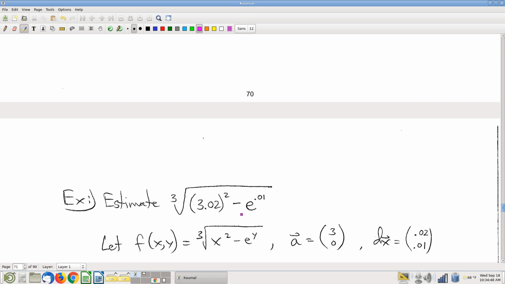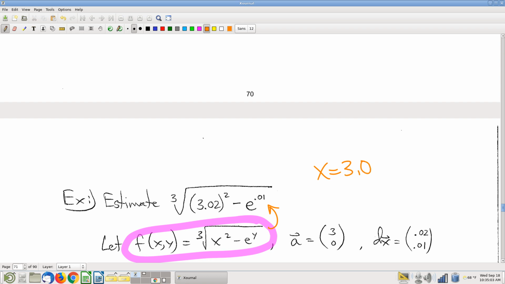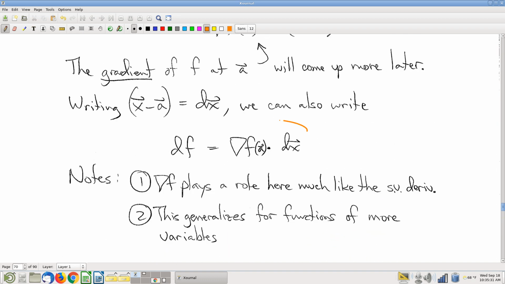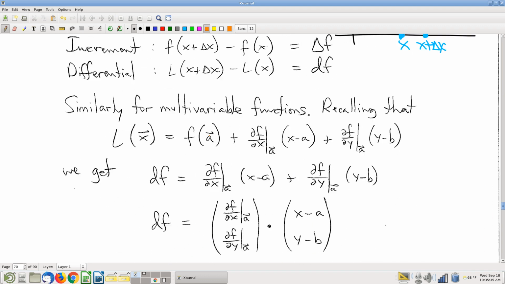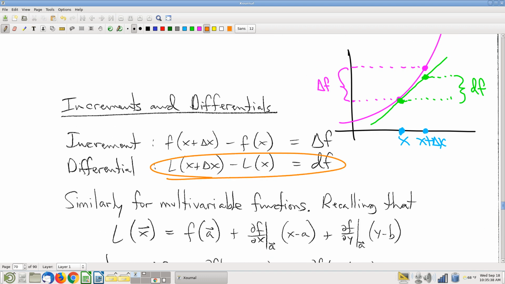So what I'm going to notice is that this expression that we're interested in is the value of a certain function at a certain point. This is what I get when I plug in x equals 3.02, y equals 0.01. You plug in that value of x and y into that purple function, and that's what we're trying to compute. So don't think of this as an algebraic expression. Think of this as a value of a certain function at a certain point. Okay, so rather than compute the value of the function, we're going to approximate it, and approximating functions is what this does. This gives you differentials. Differentials are approximations of how much a function changed.